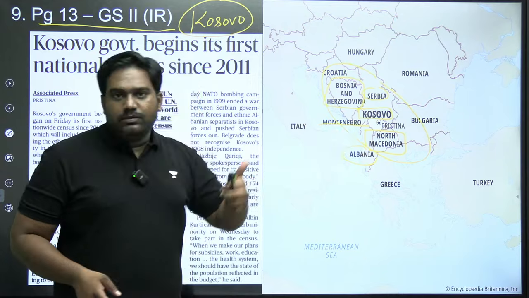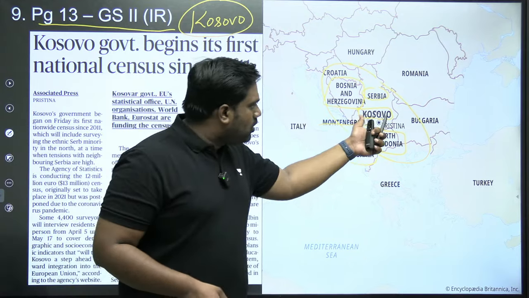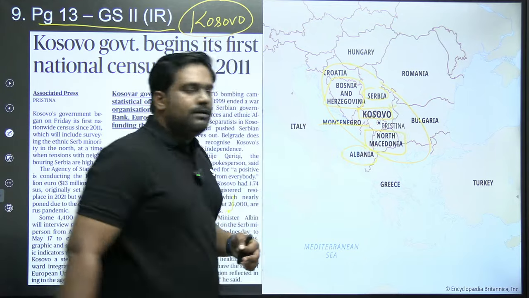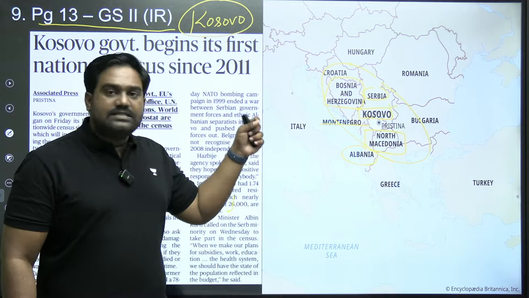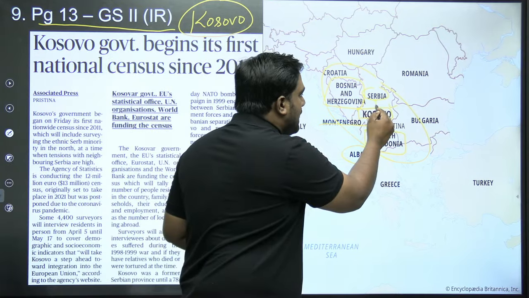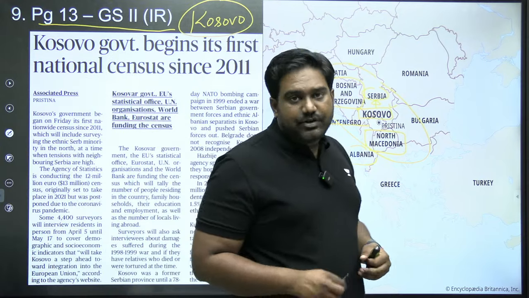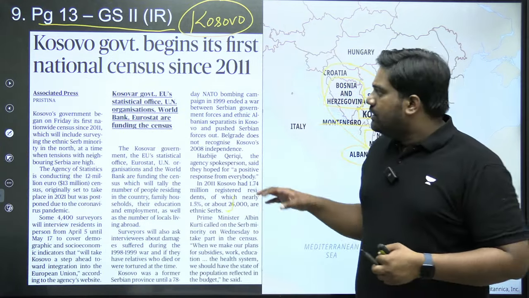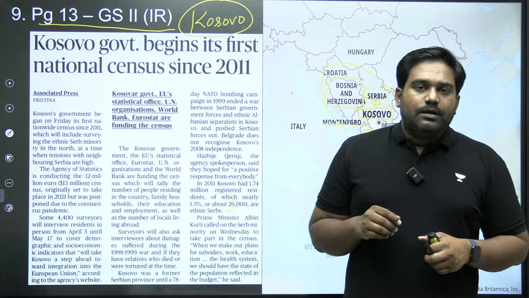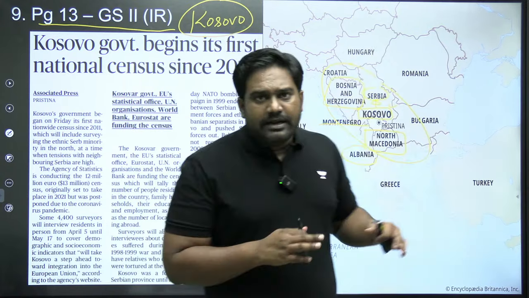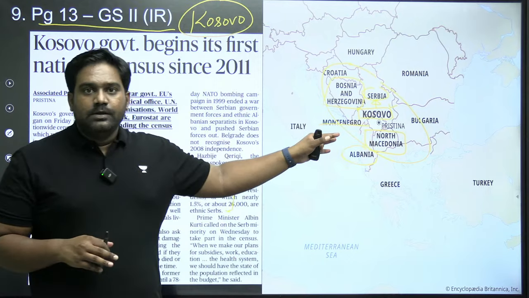So this is where the Balkan mountains are found, and Kosovo is the breakaway region. All right. It fought against Serbia. Previously, it was part of Serbia. If you look at the history of Serbia and Kosovo, there is a brutal history here. Back in the 1990s, there was a violent conflict that took place over here.